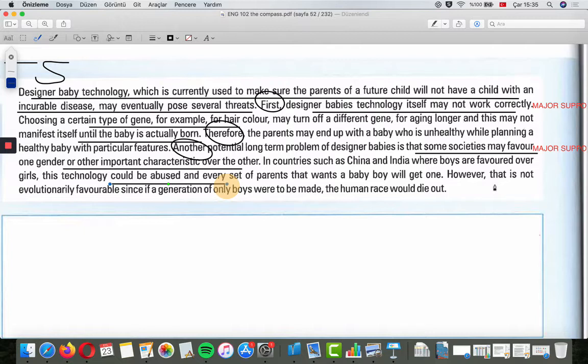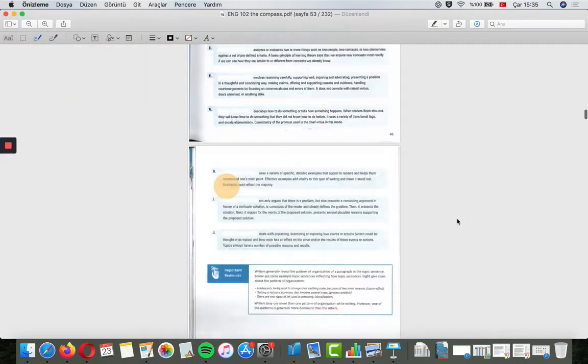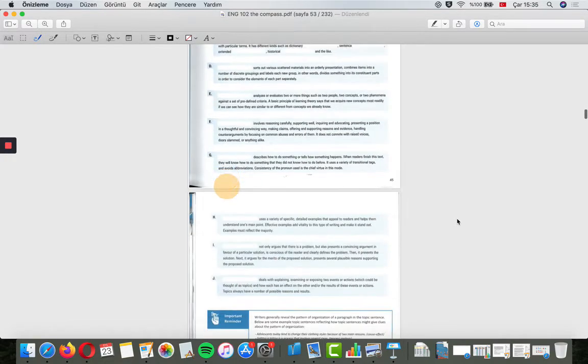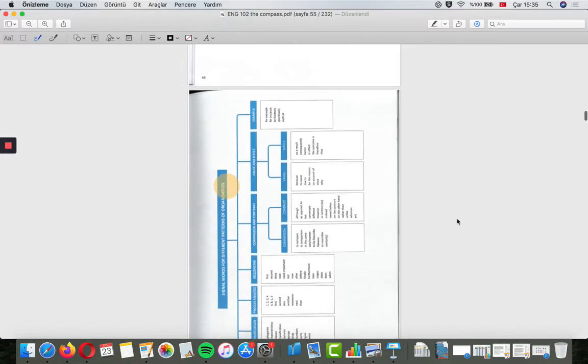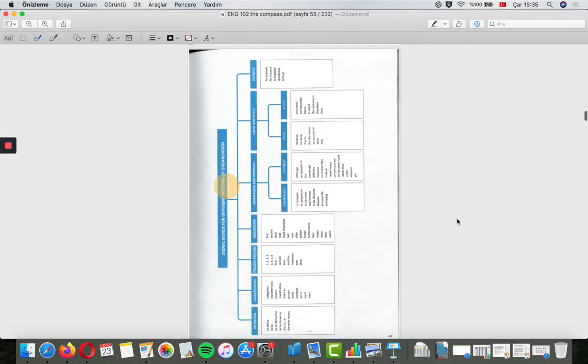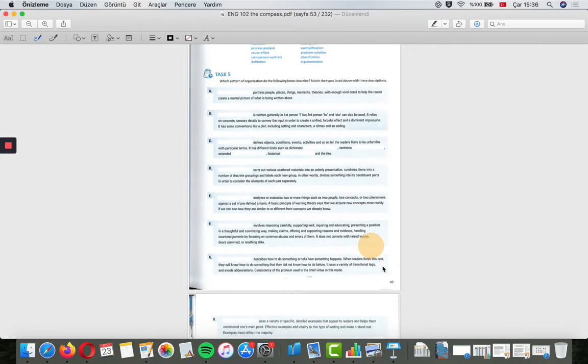Arkadaşlar, there is a very nice chart on page 47. Okay. There are more examples if you want. Of course, you can do that. But there is a chart on page 47. Okay, it's very nice. It tells you what kind of signal words you can use for different patterns of organization. So if I were you, I would maybe print this out and practice these words. And right now we will go back to page 45.